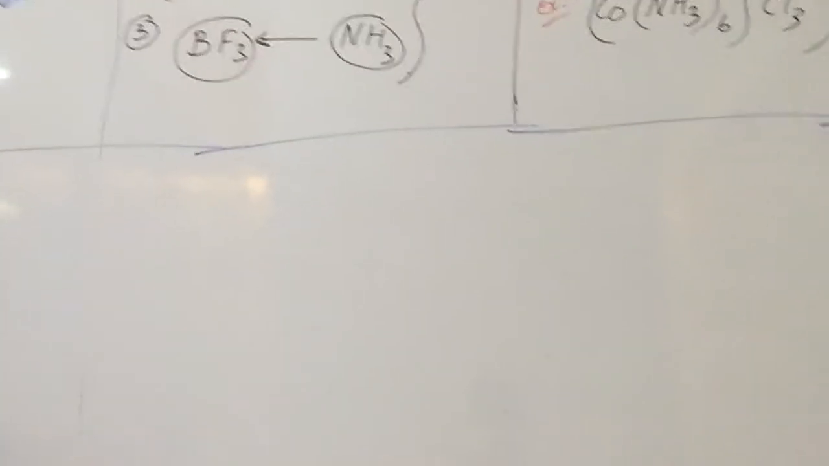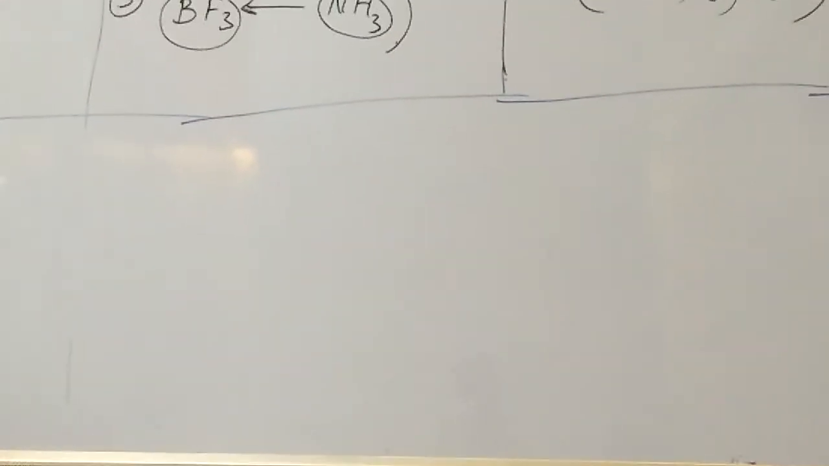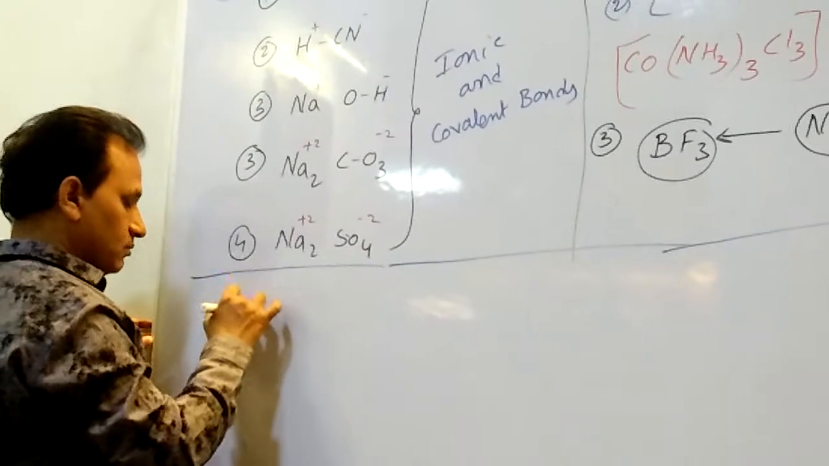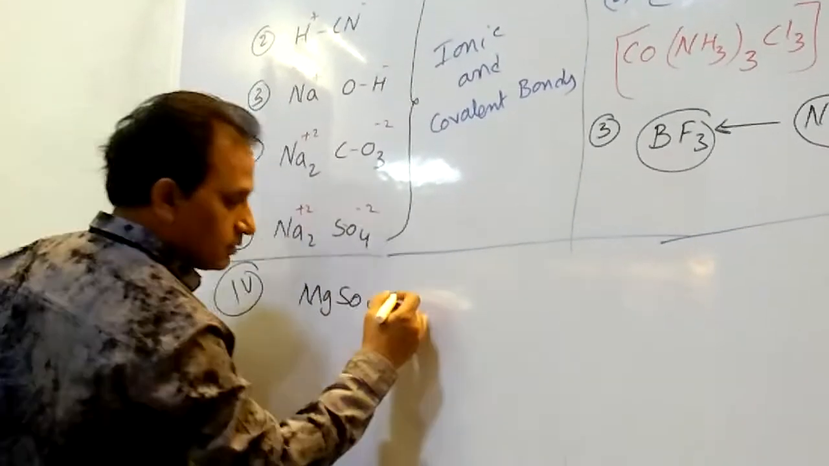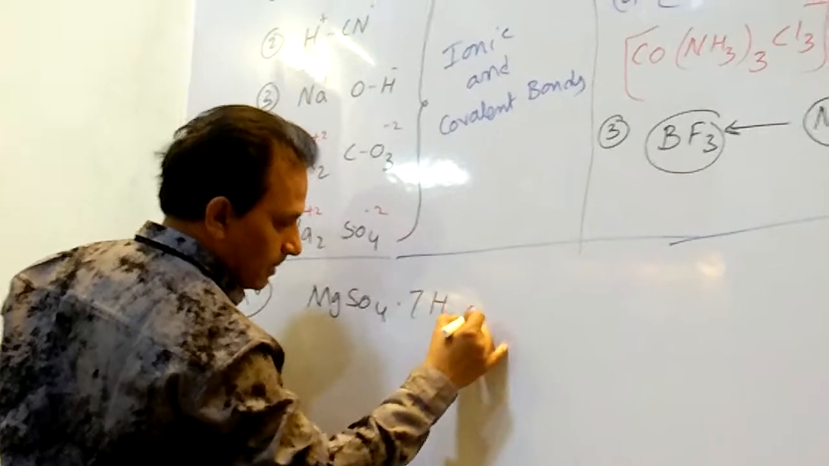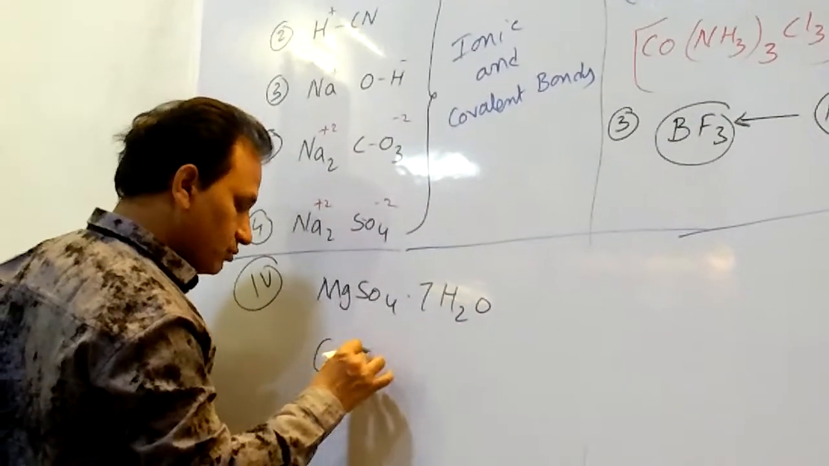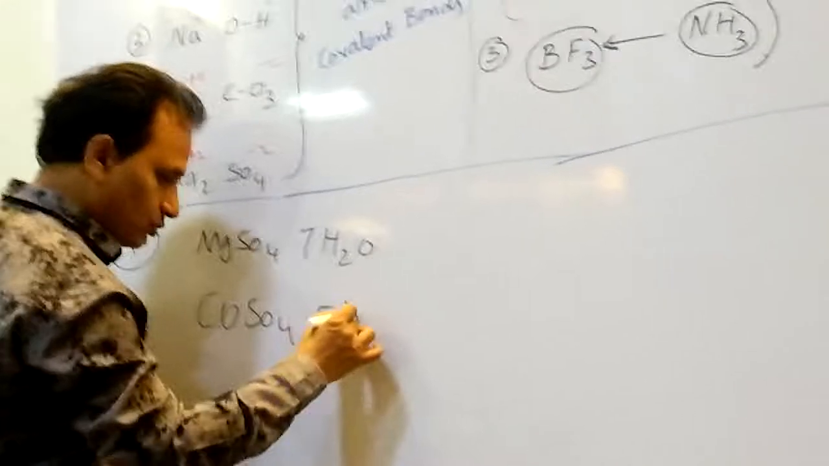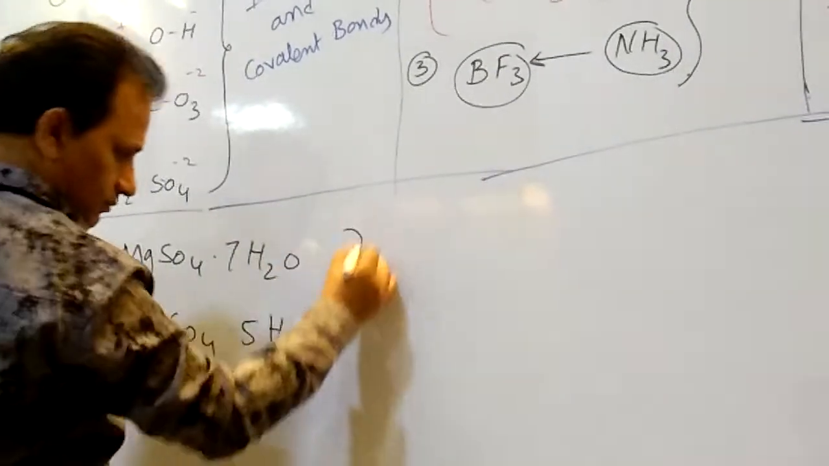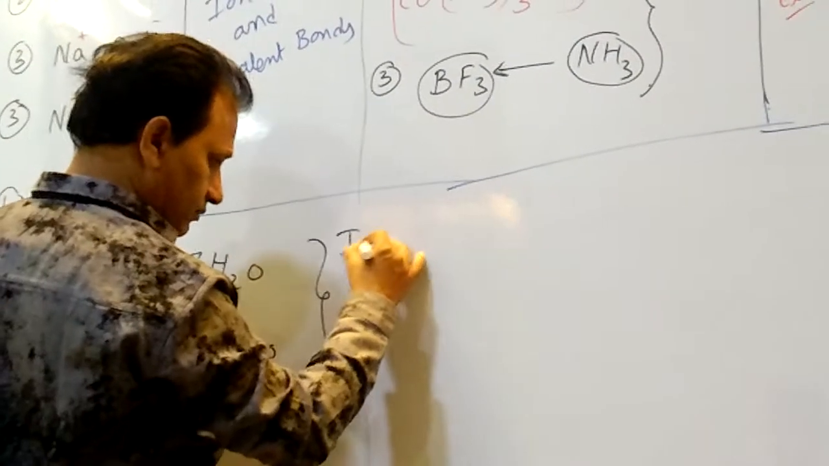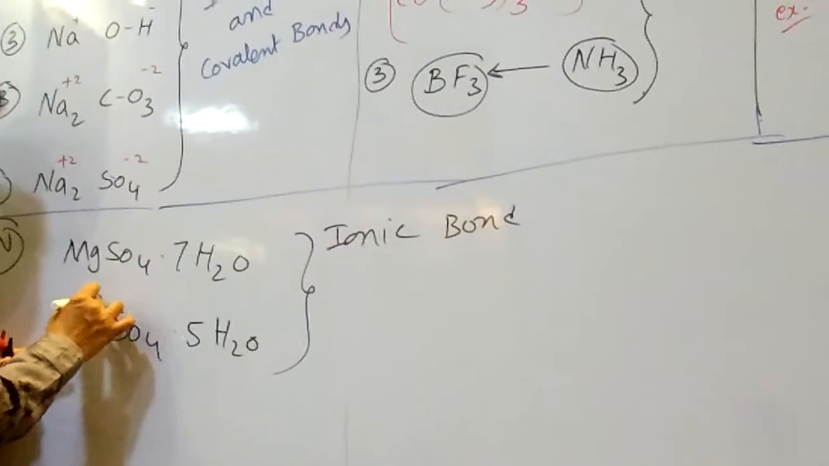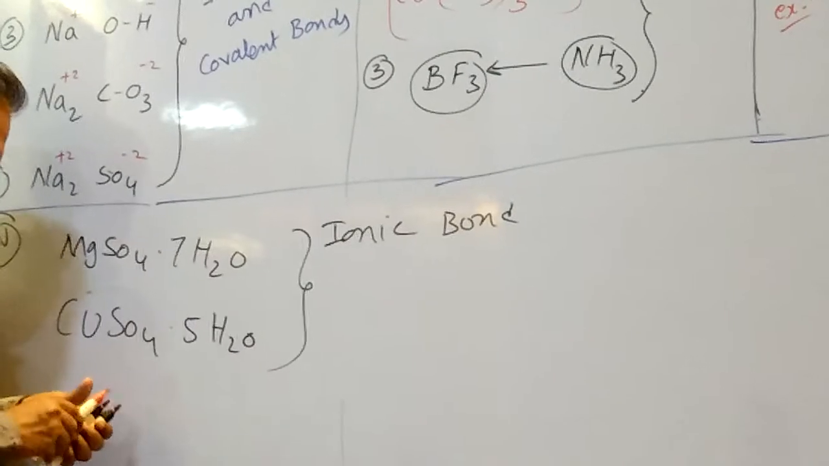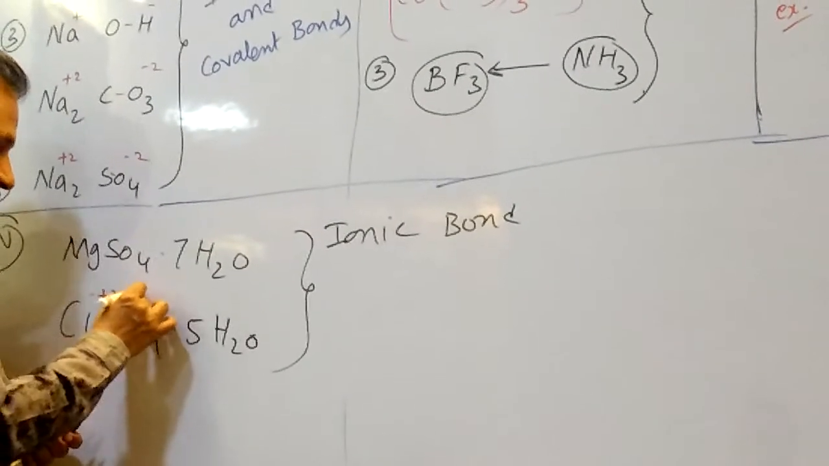Here, CuSO4, like MgSO4 7H2O, CuSO4 5H2O. They contain all types of bond, means ionic bond: Cu plus 2 and SO4 minus 2.